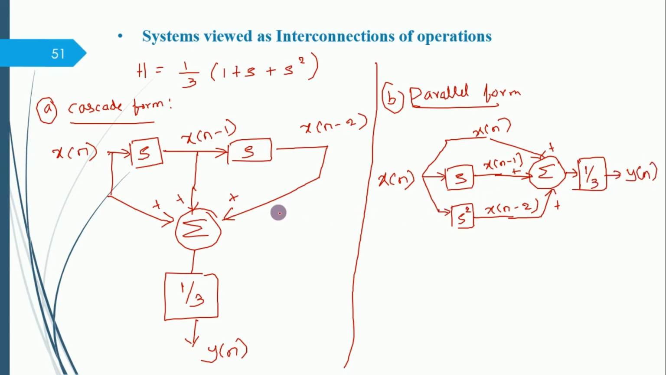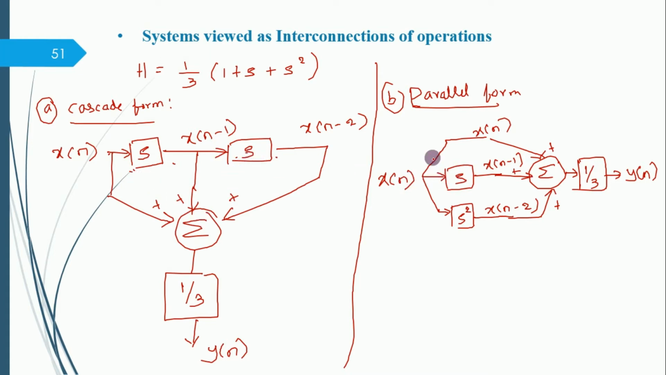This is parallel form. In cascade form, the delay is more. For example, from x of n to x of n minus 1, there is some delay. X of n minus 2 can be got only after two processes, two units, first unit, second unit. That time it will be available. So summation happens only after two time units.